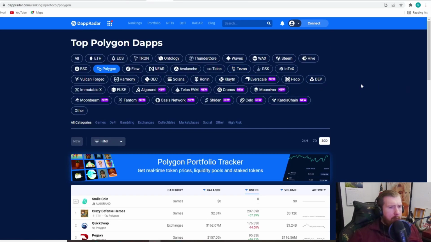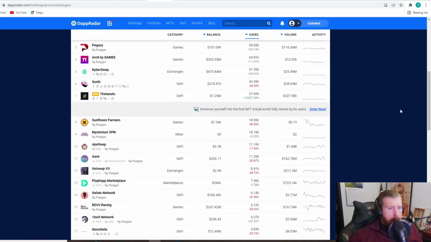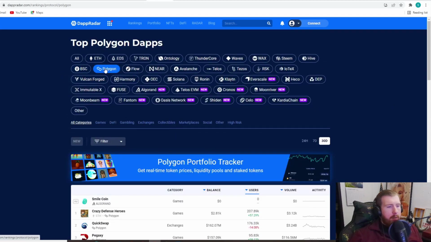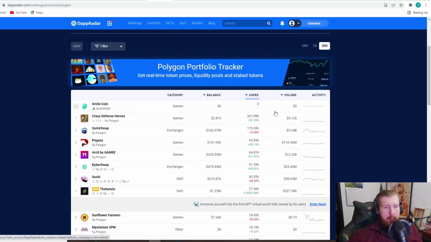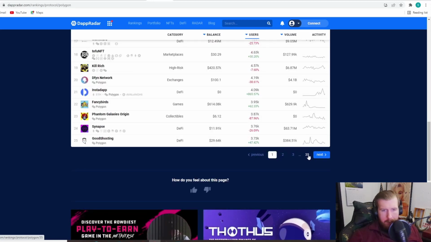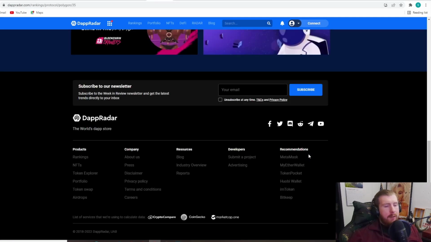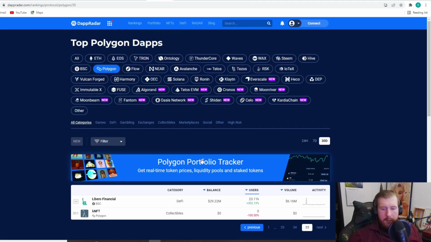dappradar.com. It is basically a dApp tracking site. So here we have all of the Polygon dApps right now, and it's sorted by the number of users. The highest number of users on a dApp for Polygon is 207.8 thousand, and we have, let's see here, 35 pages of dApps on here, for a total of 851 Polygon dApps, so that is quite a bit.